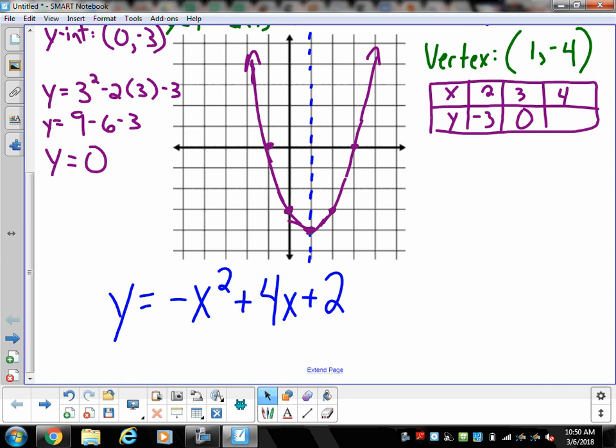Here's y'all's equation down at the bottom. y equals negative x squared plus 4x plus 2. I want y'all to see if you can get that graphed, and I'll come around and make sure we're doing well.